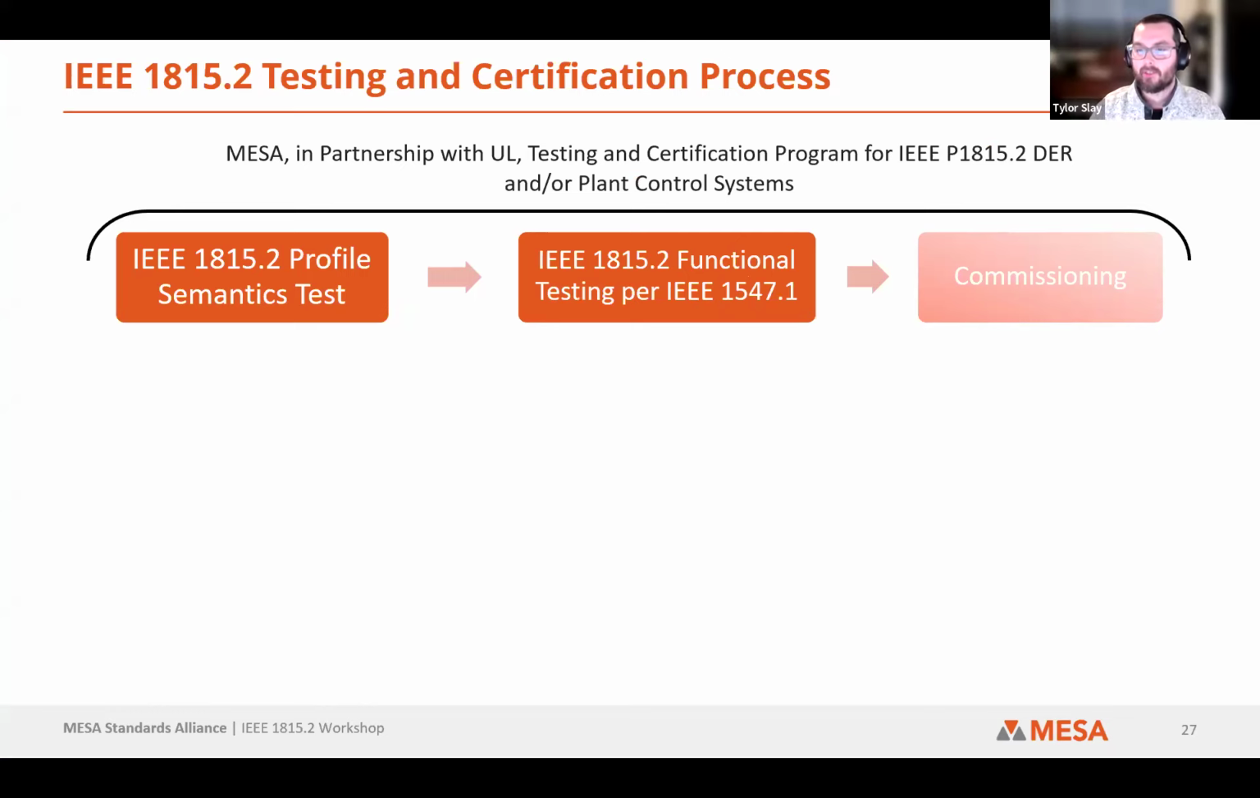So the testing and certification process is carried out in partnership. MESA and UL are working together for this testing and certification program to outline 3 separate steps. We have the semantic tests, and the semantic tests validate the relationship with data. So how does a device interpret information being sent from a control station? Does it map it internally correctly?